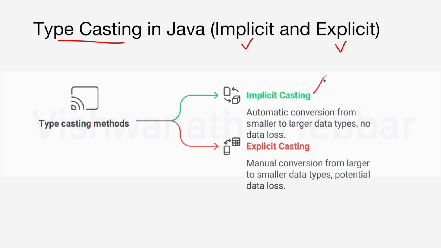Implicit typecasting means automatic conversion from a smaller to a larger data type. When you convert a smaller to a larger data type, there is no data loss. Explicit typecasting is its reverse, that is, manual conversion from a larger to a smaller data type, and there is a possibility of data loss here based on the data that we provide. Implicit casting is also called widening and explicit casting is also called narrowing.